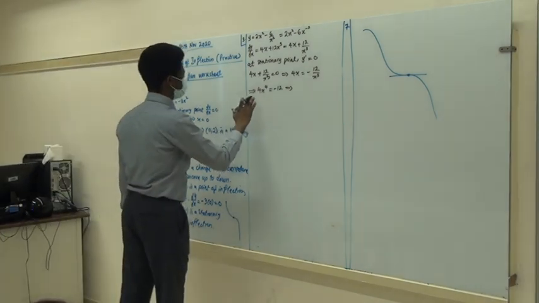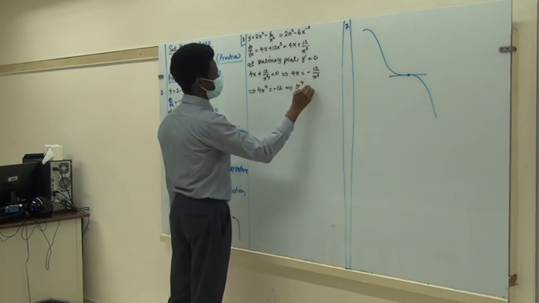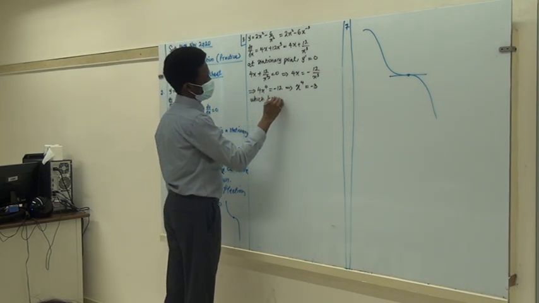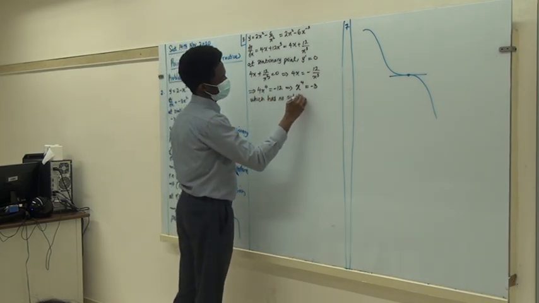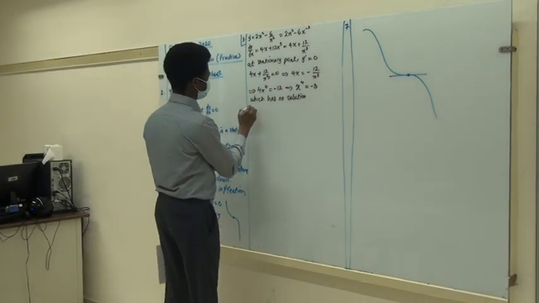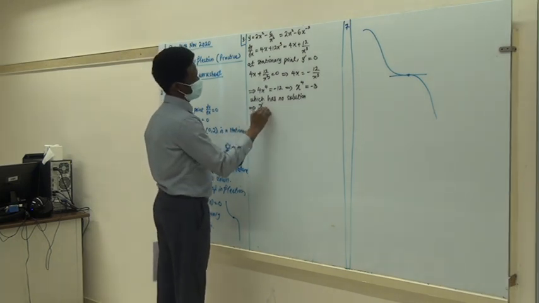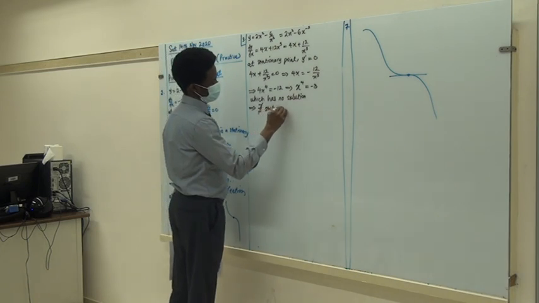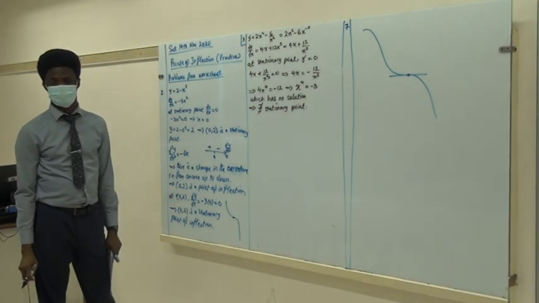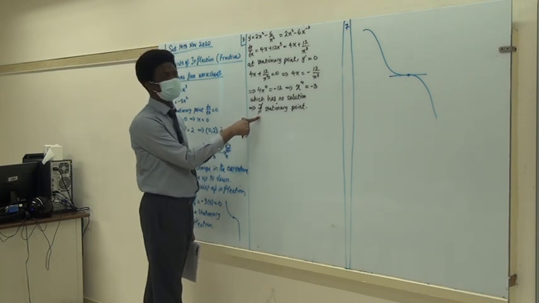Okay. So if we say x to the power 4 is equal to -3, which has no solution, right? Which has no solution. And the implication of this would be what? There is no stationary point. So if you eventually get a point of inflection, it has to be non-stationary. Okay, there is no stationary point. I believe I've mentioned that before.